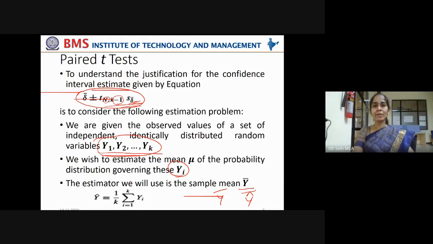How do you calculate the mean? Very simple, right? Add up all the random variables given here, all the data points given here, divided by the total number of data points. That is given as 1 by k, sigma i equal to 1 to k, yi. Sum up the yi values first and divide by the total number of values, that is k. That will give you the mean. Adding up and taking the average, that's all. That is expressed in mathematical terms.